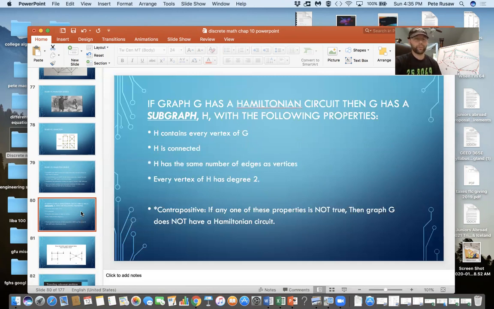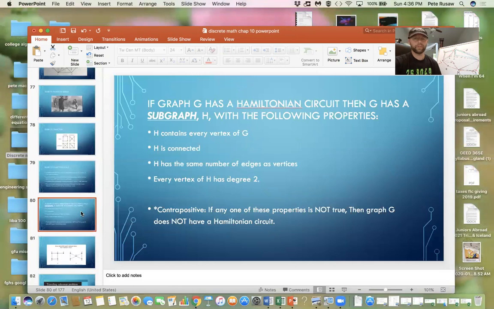If a graph has a Hamilton circuit, then there is a subgraph with the following properties. We sort of discussed this verbally a little bit ago. Of course, the Hamilton circuit subgraph contains every vertex of G. Of course, it is connected because you've got to get from everywhere to everywhere else. It has the same number of edges as vertices, and every vertex of the Hamilton circuit has degree 2, which means if any one of these properties is not true, then the graph does not have a Hamiltonian circuit.